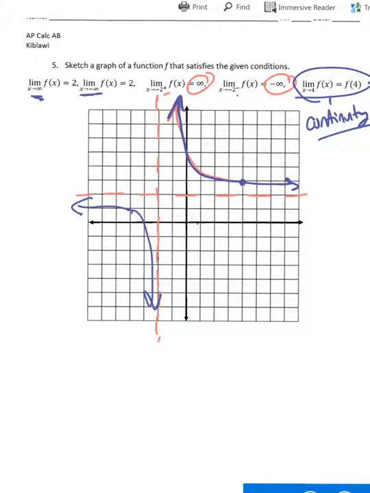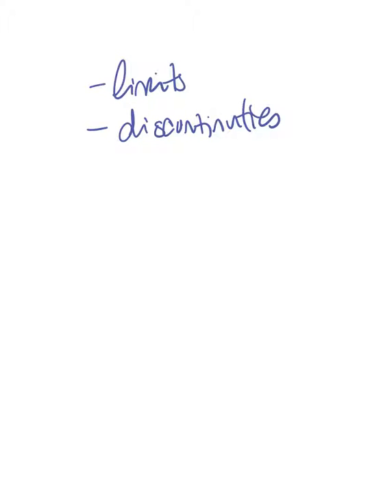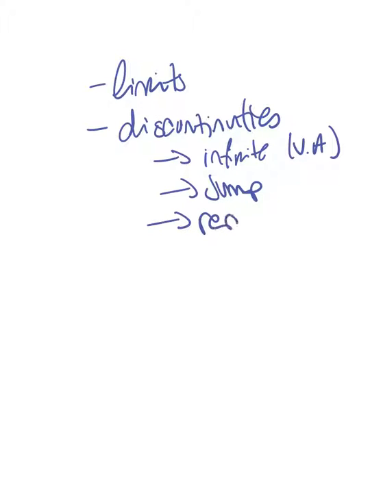So, your tests will have the limits. You have to do it graphically, algebraically, with a calculator, without a calculator, all of that. It will have discontinuities. The ones you really need to know are the infinite, which is just your vertical asymptotes, jump, removable. You need to know your asymptotes.